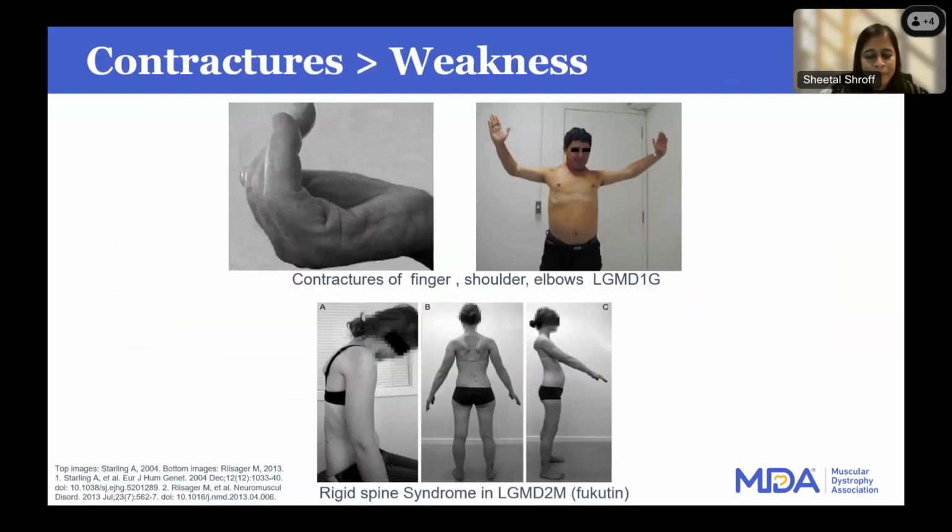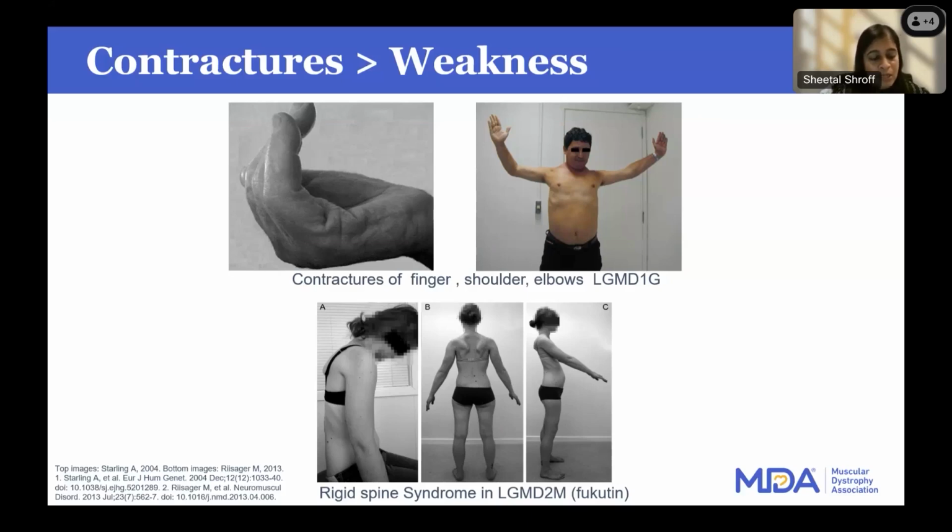So here are some groups of muscular dystrophy, more so LGMD, where we see more contractures because of long-standing weakness. In the first top picture, you can see in the hand a contracture of the finger. This is mainly because long-standing muscle weakness results in contracture of that joint. And in the top right picture, you can see the patient is not able to lift their arm up or fold their elbows as much. So there is contracture in the elbows and shoulders as well.